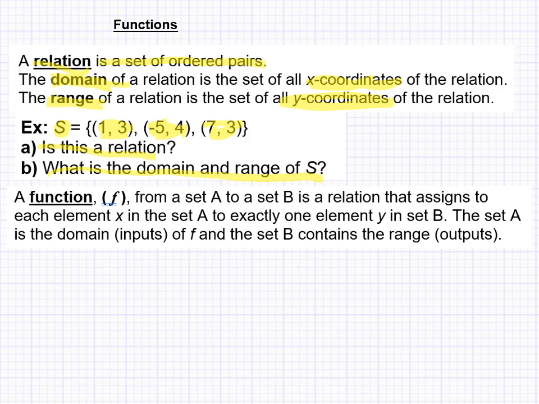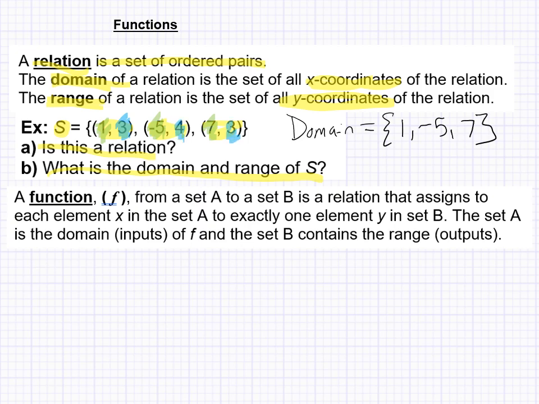Well, the domain is the set of all the x coordinates, or the first coordinates. So 1, -5, and 7. If I was to write that down, I could simply say the domain is the set that contains 1, -5, and 7. It's that simple. And then what's the range? Well, the range is the set of all the second coordinates, and that would be 3, 4, and 3 again.